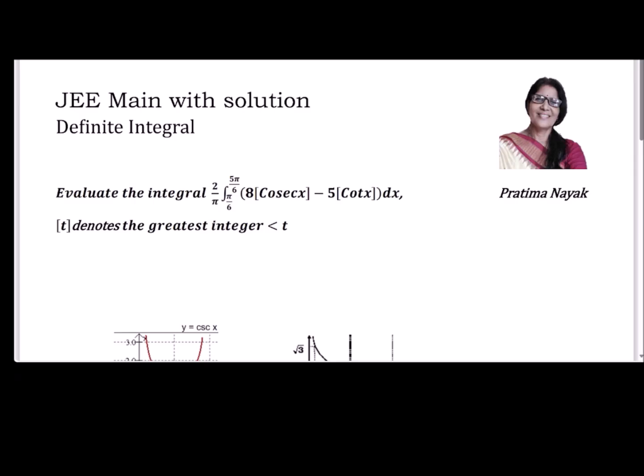Evaluate the integral 2 over pi times the integral from pi by 6 to 5 pi by 6 of 8 times the greatest integer of cosec x minus 5 times the greatest integer of cot x with respect to x, where the box of t denotes the greatest integer less than or equal to t.